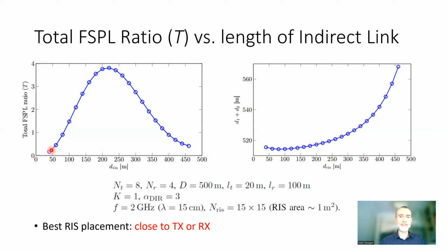Whereas if it's in the vicinity of the transmitter or the vicinity of the receiver, we find that T becomes quite small, certainly smaller than 1. And in that case, we are actually getting some significant benefit from using the ORS.